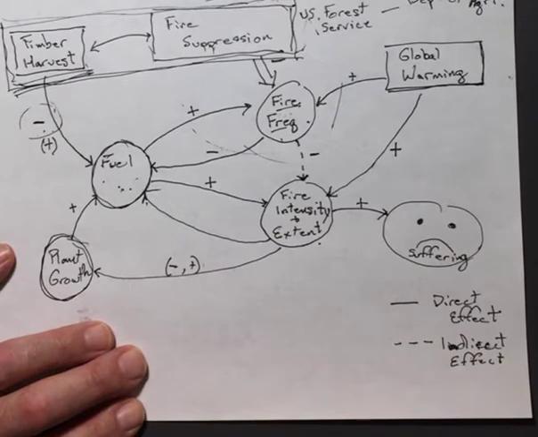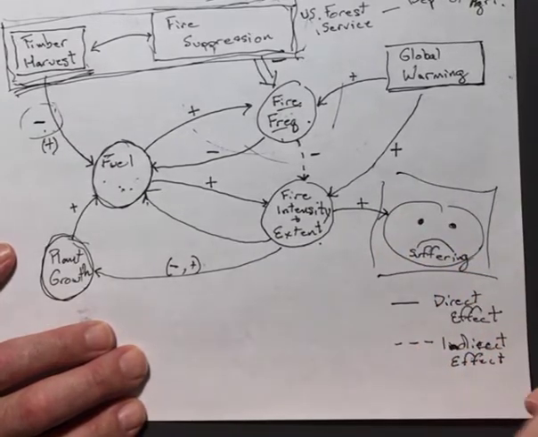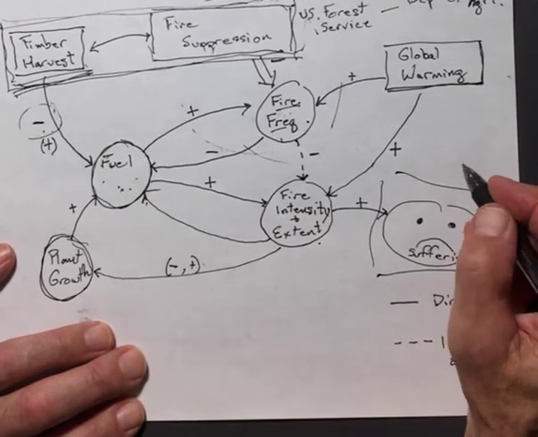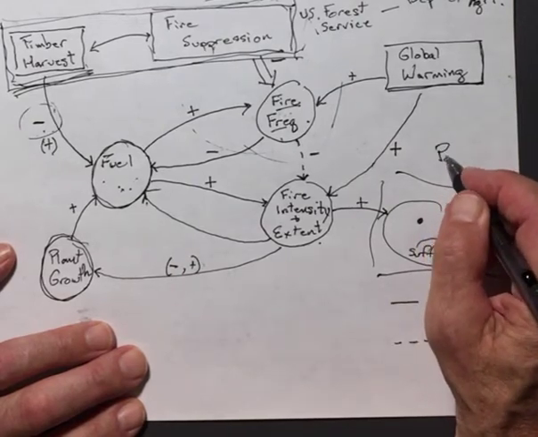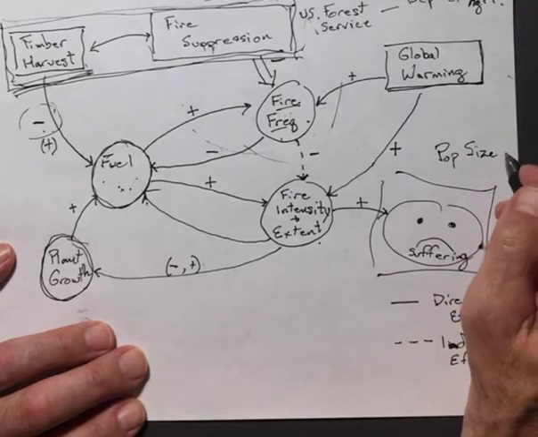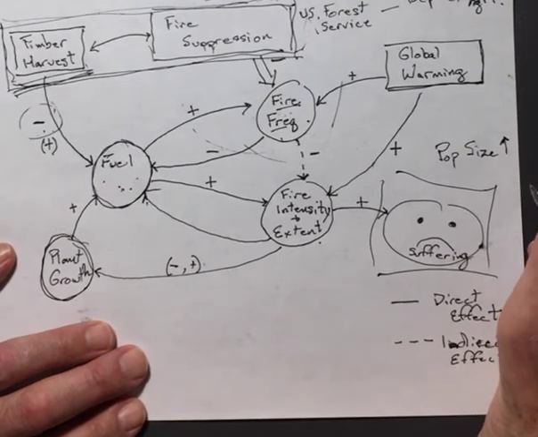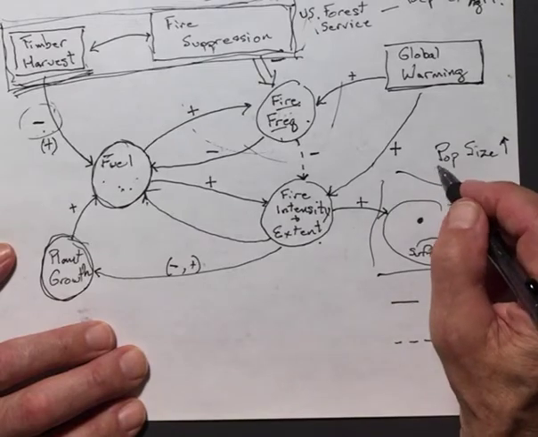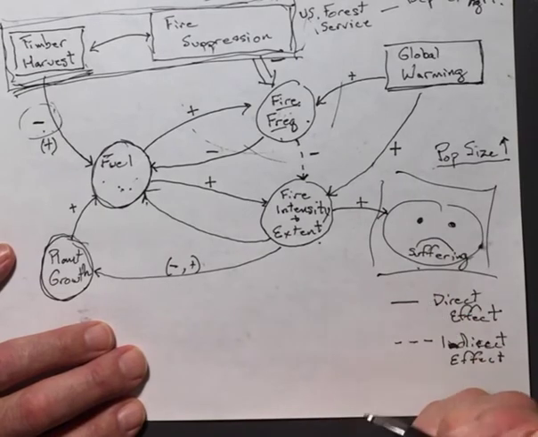And this is the third part of the equation because, as you heard about in the videos, population sizes have skyrocketed out west. And so people are simply living more in the wildland-urban interface, as it's called. So with increasing population sizes, hotter fires lead to more death and property loss. And I guess we'll stop there.